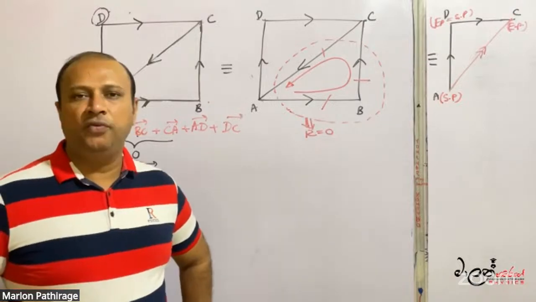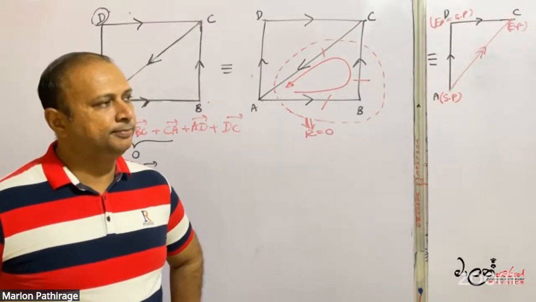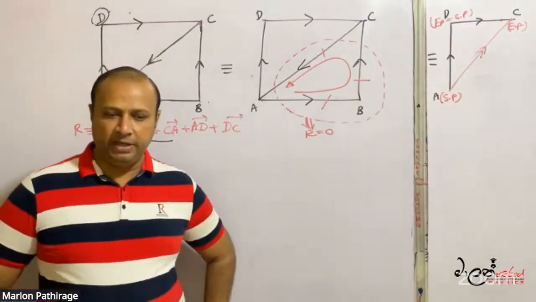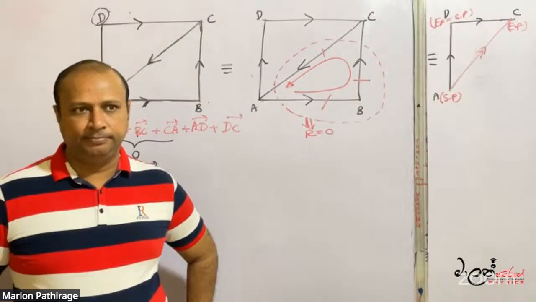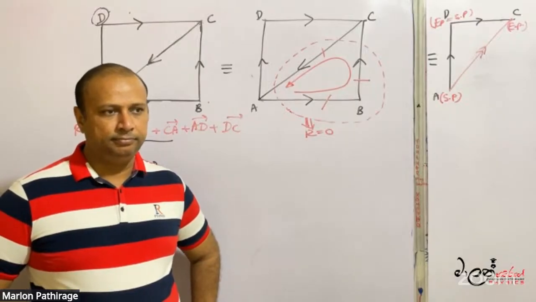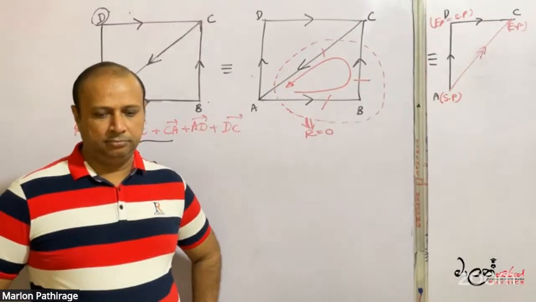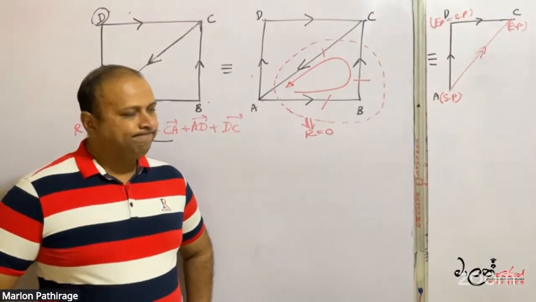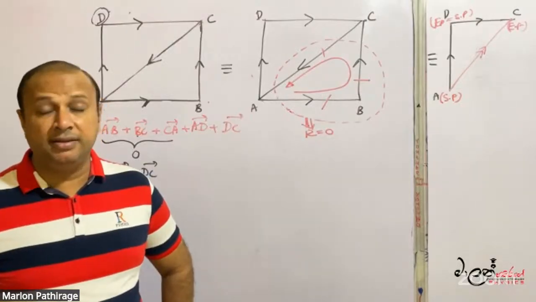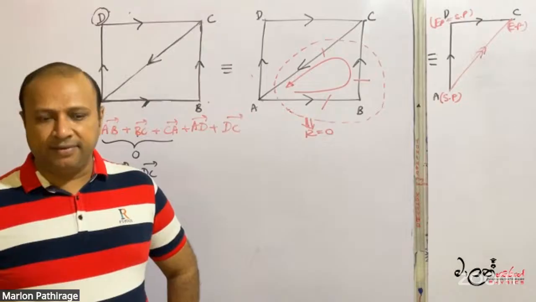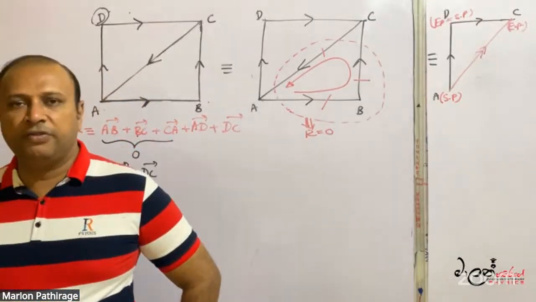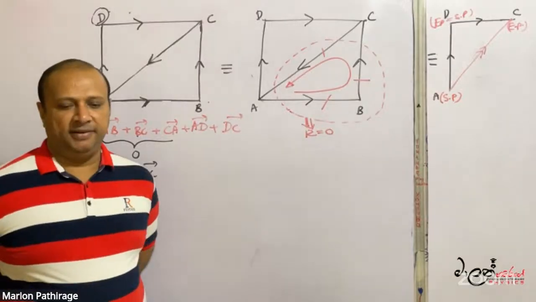So we can apply the principle of vector addition to take the resultant vector of the vector system.